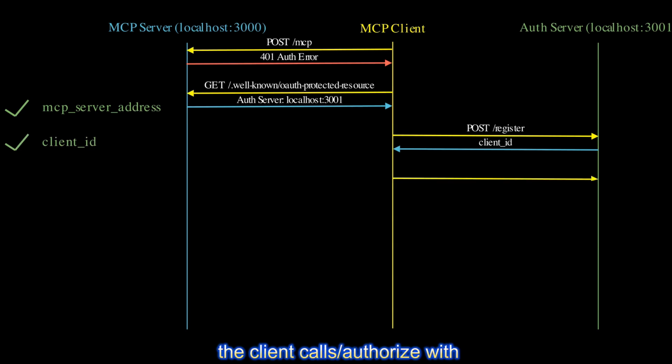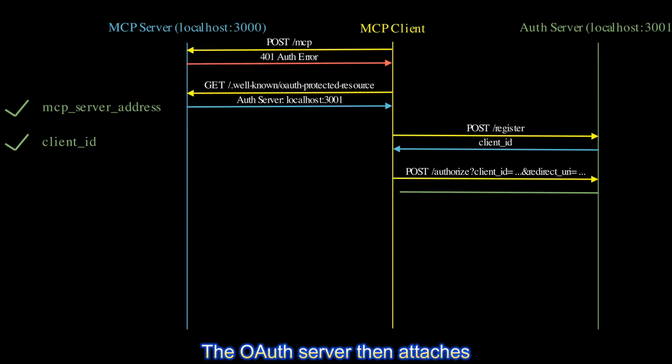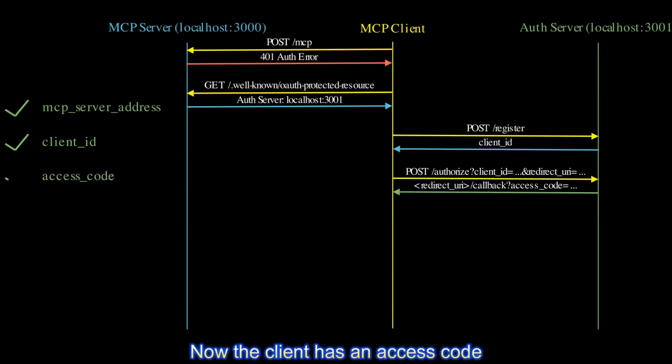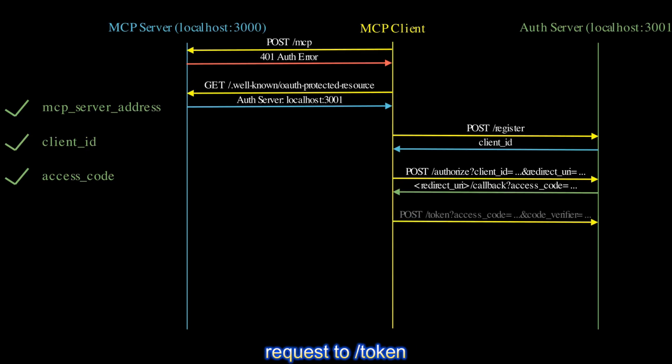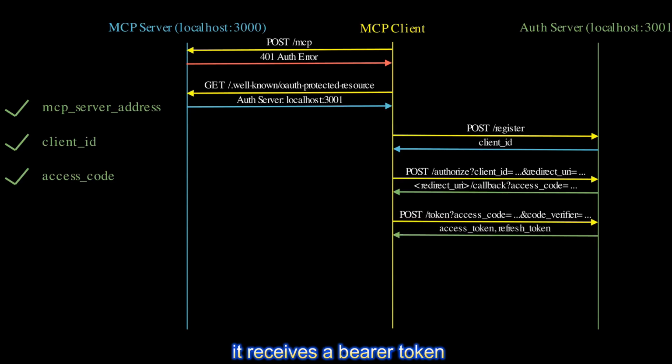First, the client calls /authorize with the client ID and the redirect URL. The OAuth server then attaches an access code to the redirect URL and redirects the client back. Now the client has an access code. The client then sends another request to /token, including the access code and the client ID. In response, it receives a bearer token, which is also known as an access token.